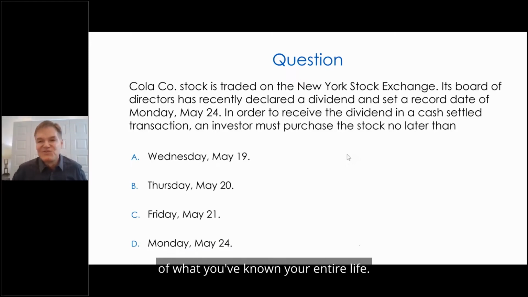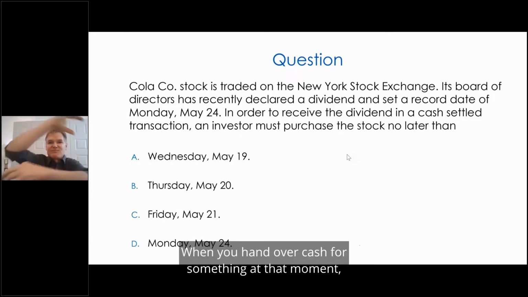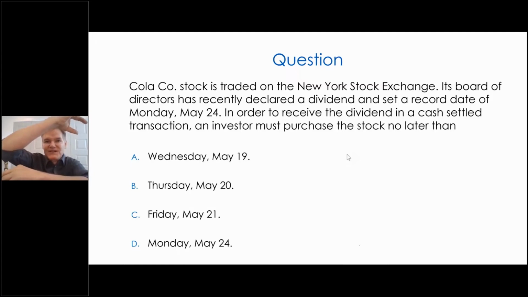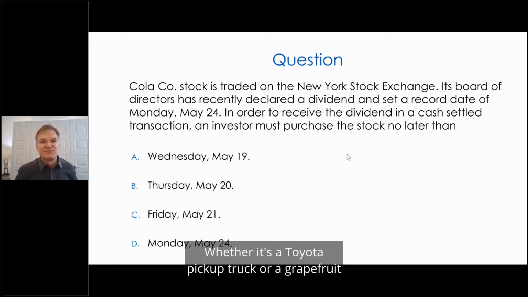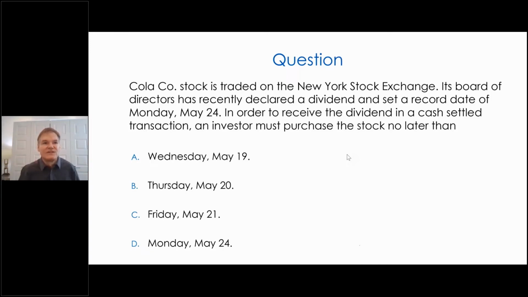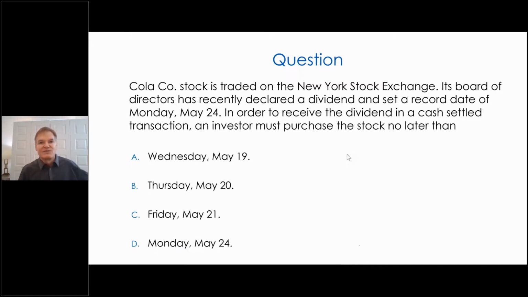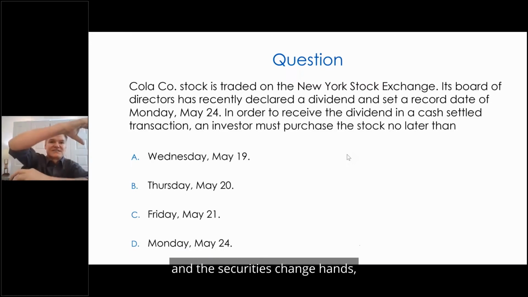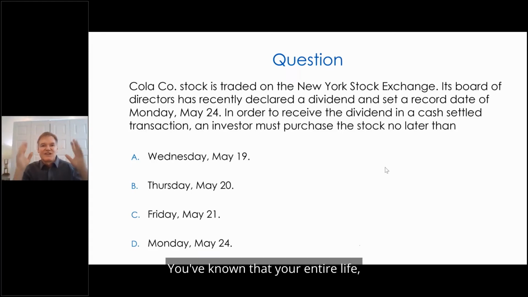Now remind yourself of what you've known your entire life. When you hand over cash for something and at that moment you collect that gizmo, that's when you become the owner of that gizmo, right? Whether it's a Toyota pickup truck or a grapefruit or a municipal bond or shares of stock, whatever. When the cash gets handed over and the securities change hands, that's when the buyer becomes the owner on settlement date. You've known that your entire life. We're just applying simple concepts to the securities world now.